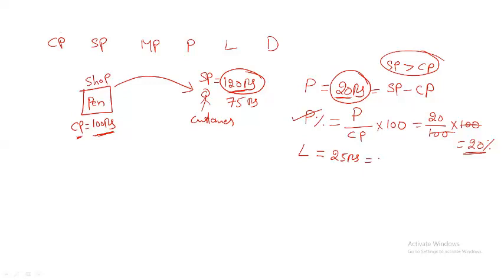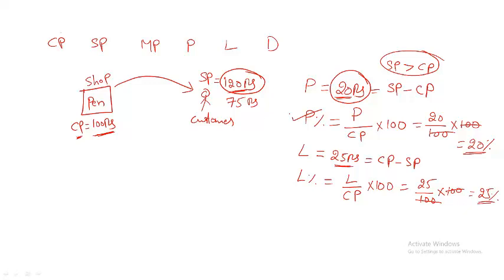How do you calculate loss? Cost price minus selling price. That's the reason I have a loss of 25 rupees. Now, similarly, how can loss percentage be calculated? Loss percentage is equal to loss divided by cost price into 100. Now, how much is the loss? 25 rupees divided by 100, which is the cost price, into 100. So 100 will get cancelled. The answer will be 25%. So now the loss is 25%.